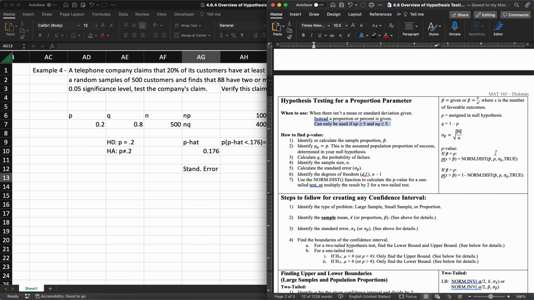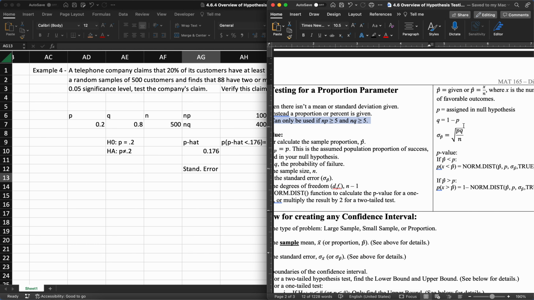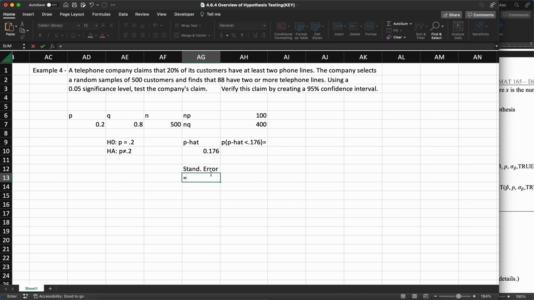But we have a formula for that. The standard error is the square root of PQ over N. So that's going to be the square root of P times Q divided by N, and that comes out to 0.018. So now I think we're ready to find our p-value.